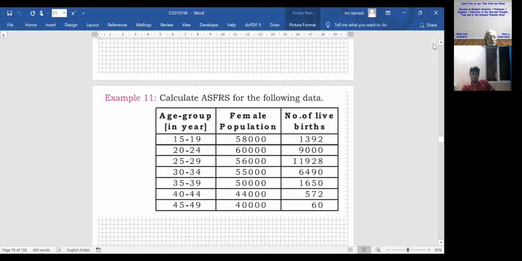For each, see this ASFRs he has written here, is it not? This S is not the capital letter S, only a small letter s. So that we find the ASFR for this group separately, this group separately, this group separately, like that. So we can find 7 different values. This is something like apples, like that. This is a small letter s. Find the ASFR for each specific age group.